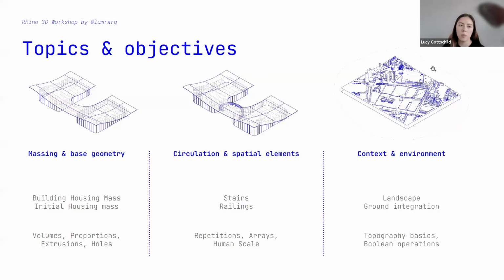So now we will start with the workshop. As a little introduction, these will be the topics and objectives that we will be looking at today. Basically, we will start by designing massing and base geometry. Then we will do circulation and spatial elements. And at the end, we will have a look into context and environment. What I mean by this is that we will try to cover these three areas as much as time allows us.